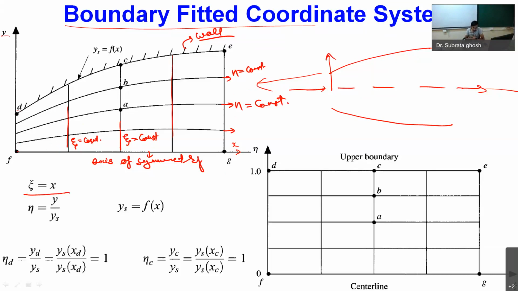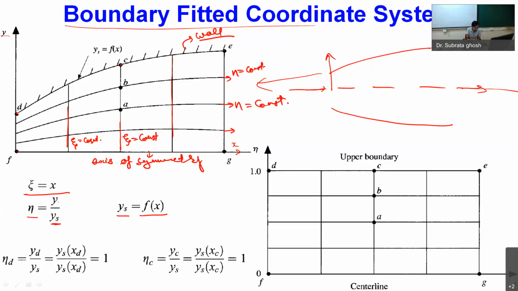Now if I consider y, what kind of function can I choose for y to establish that point? I am writing eta equal to y divided by ys, where ys is some function of x. Now I have considered that I have points D, C, and E as my grid points on the boundary of the domain.